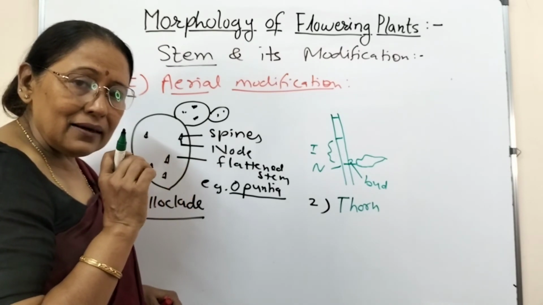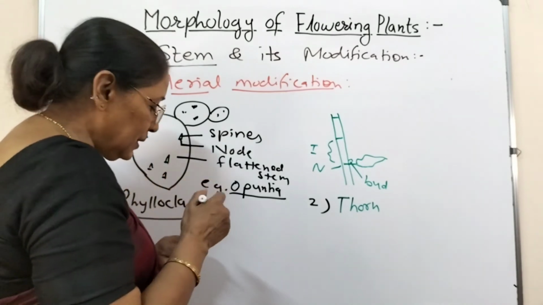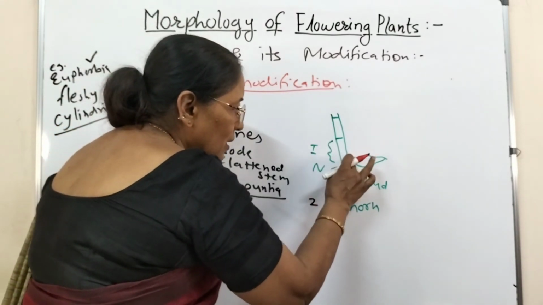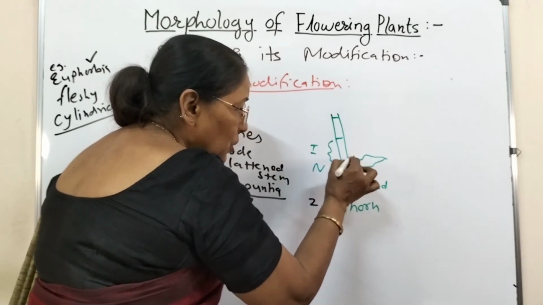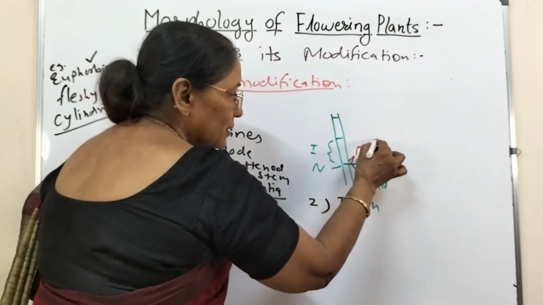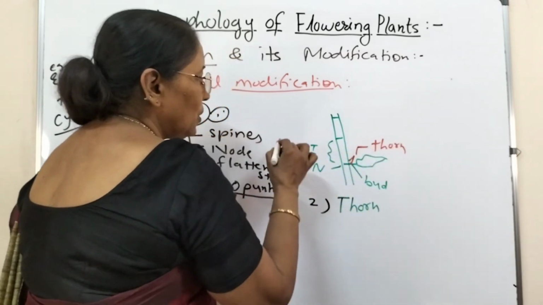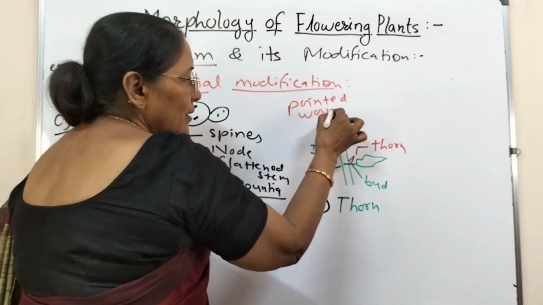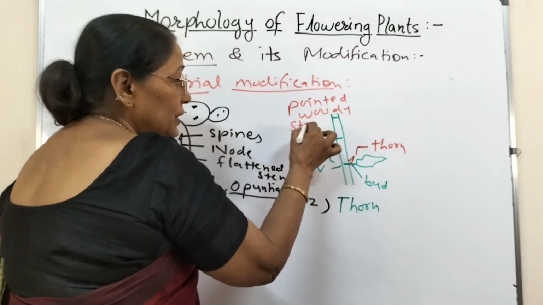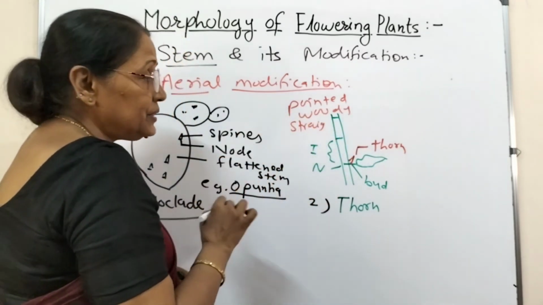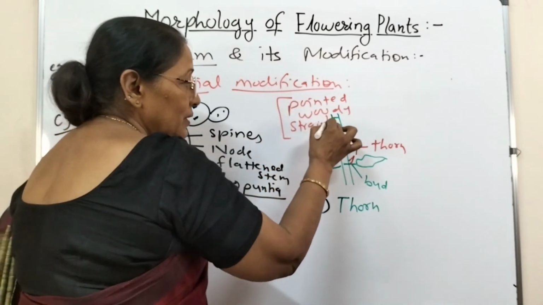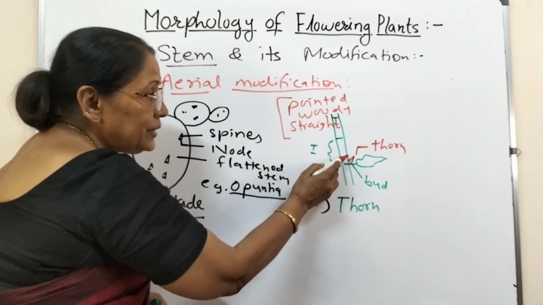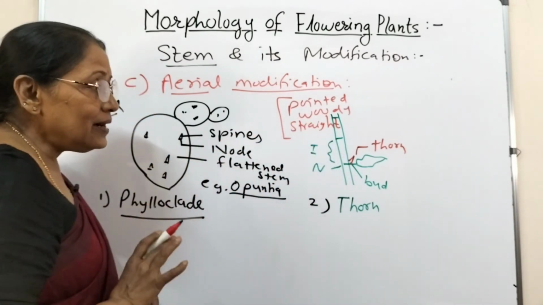But rather than a branch, here you will find this bud forms a thorn. This is a thorn and this thorn is pointed, it is woody and it is straight. All points are also very important. These 3 points are given in your NCERT, that the thorns are pointed, they are woody and they are straight.